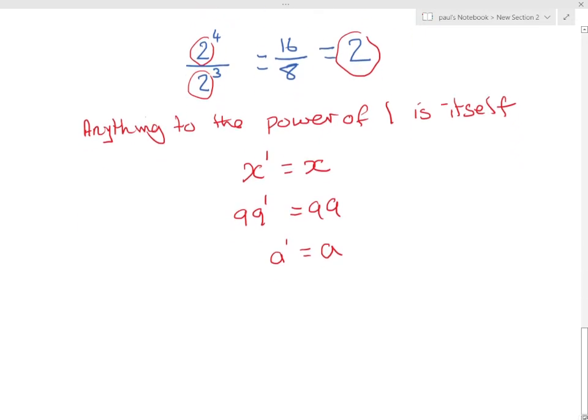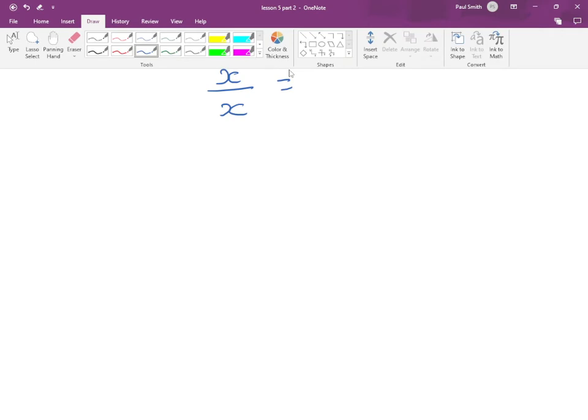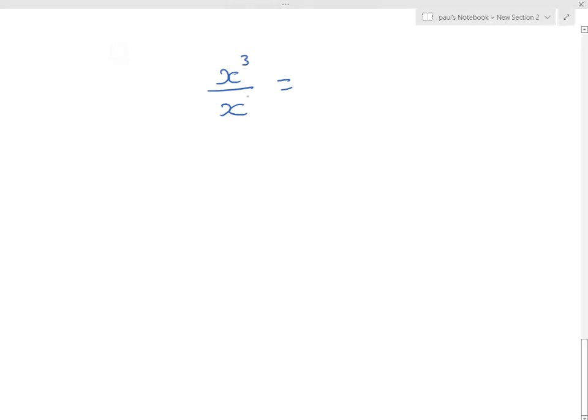Now the reason why you need to be careful about that 1 is if you've got x to the 3 divided by x. We're taking away, so you'd think at first glance that would be 3 take away nothing, which would equal 3, but it's not, because anything to the power of 1 is itself. So you must remember that there is a 1 in there, so that your answer is 3 minus 1, which gives 2. So be careful on that one.